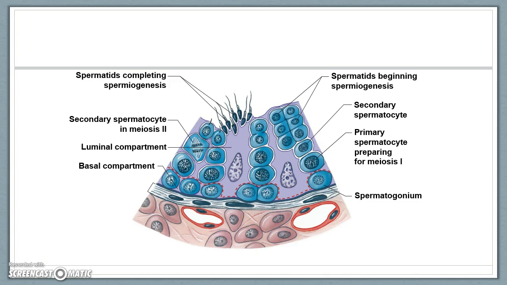This image shows the basal and luminal compartments with sperm in various stages of development. So this is part of one loop of a seminiferous tubule. These are the interstitial cells. This is a nurse cell. And so we have the basal compartment, which has our spermatogonium. Then this would be a primary spermatocyte, and then we go on primary, secondary, and then we have the spermatids. And then spermatids, they're not quite completely mature yet.